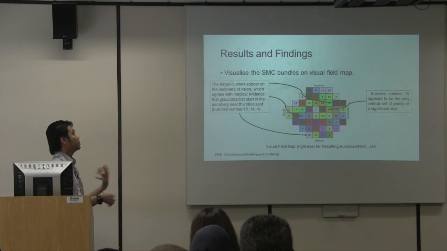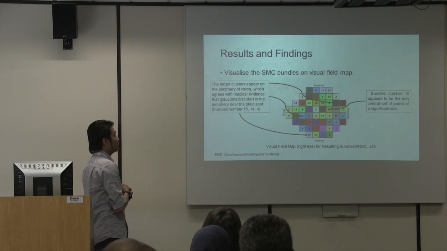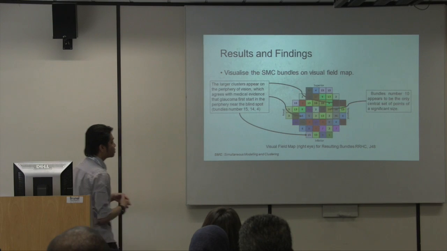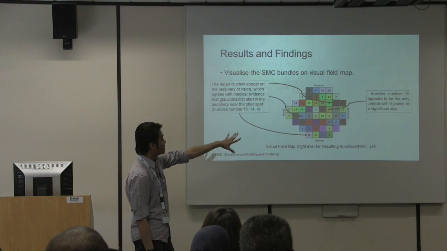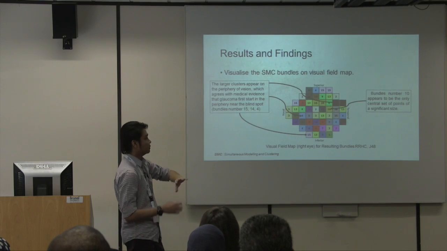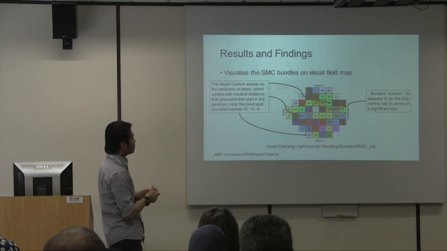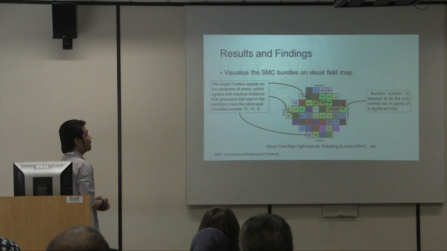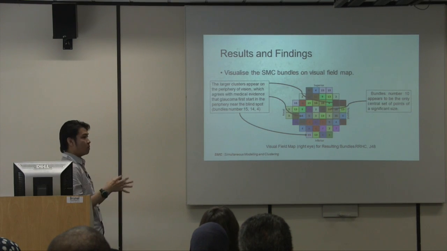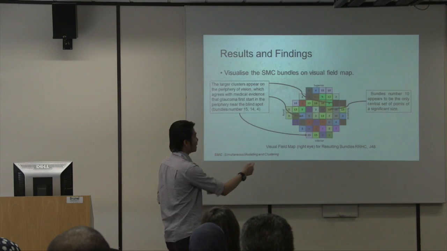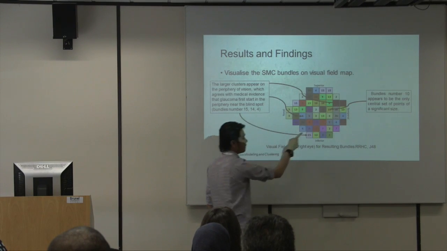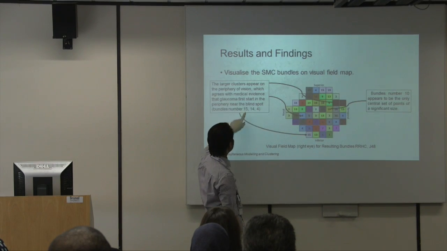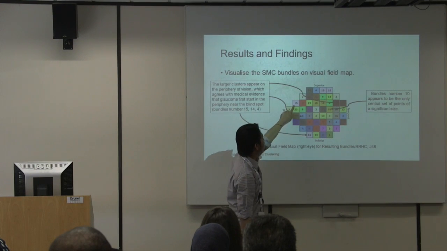And this is how I visualize the final clusters or bundles from the method. I chose this bundle based on the NBH matrix, and we found that the larger clusters appear on the periphery of the vision, which agrees with medical evidence that glaucoma normally starts around here, which is the blind spot, and also at the periphery of the visual field. That is number 15, cluster 50, you see, is on the periphery.